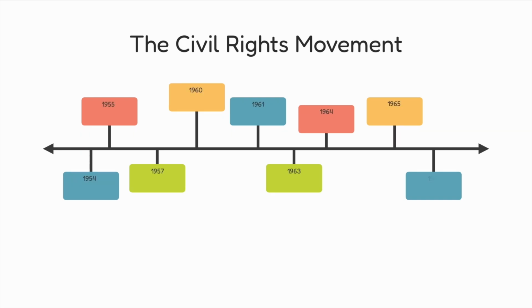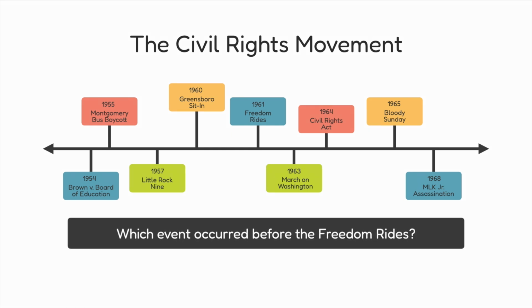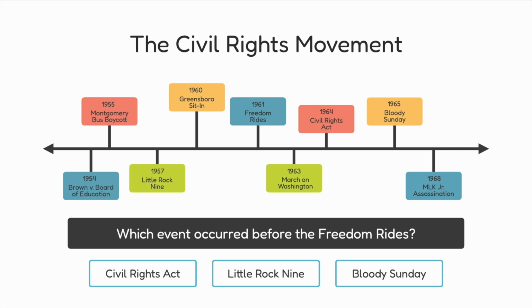Here are the years when some significant events occurred. You can see the earliest year is on the far left, 1954, and the latest year on the far right is 1968. Let's get to work and look more closely at how events on this timeline are related. We need to decide which event occurred before the Freedom Rides. Our choices are the Civil Rights Act, Little Rock 9, or Bloody Sunday.